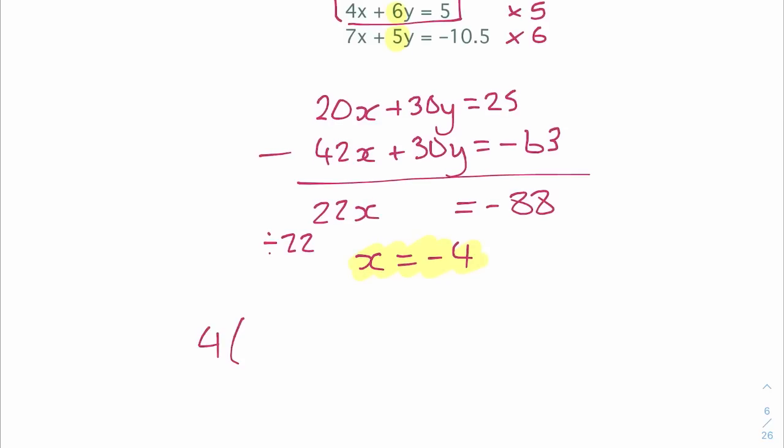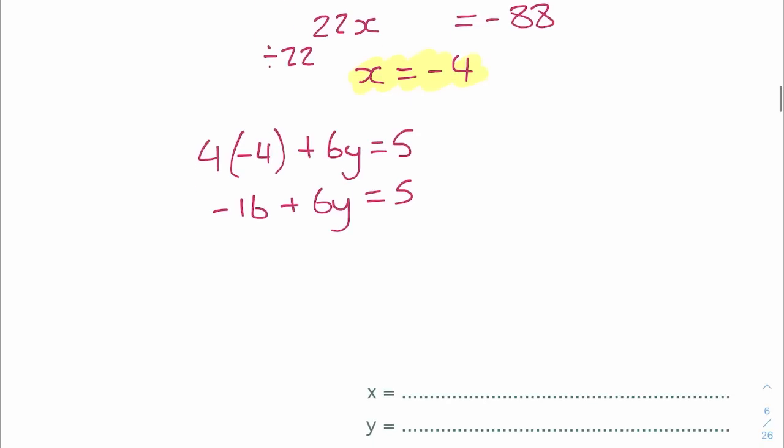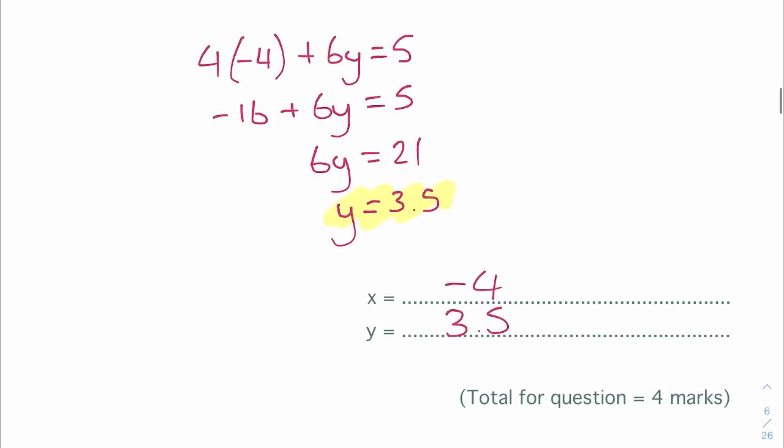So that's 4 lots of negative 4, which we've just worked out, the value of x, plus 6y is equal to 5. 4 lots of negative 4 is negative 16. So negative 16 add 6y is equal to 5. So to solve this, I need to add 16 to the other side as it's negative 16. So 6y is equal to 21. And then, just like before, I'm going to need to divide by 6. So y will be equal to 3.5. And there we go. There is our final answer. So down here, x is equal to negative 4 and y is equal to 3.5. And there we go. There is our simultaneous equation.